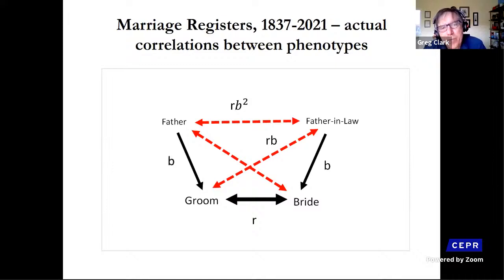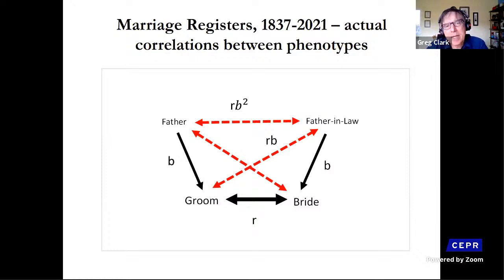We think this is just an issue of measurement. In the marriage registers, we have this quadruple: the groom, the bride, the father, and the father-in-law. For the underlying, perfectly observed phenotype, there's going to be a correlation of R between groom and bride, and a correlation of B between the father and the groom, and between the father-in-law and the unrevealed social phenotype of the bride. If the marriage is between the groom and the bride, then the correlation between the groom and the father-in-law should be RB, and the correlation between the father and the father-in-law, RB squared.